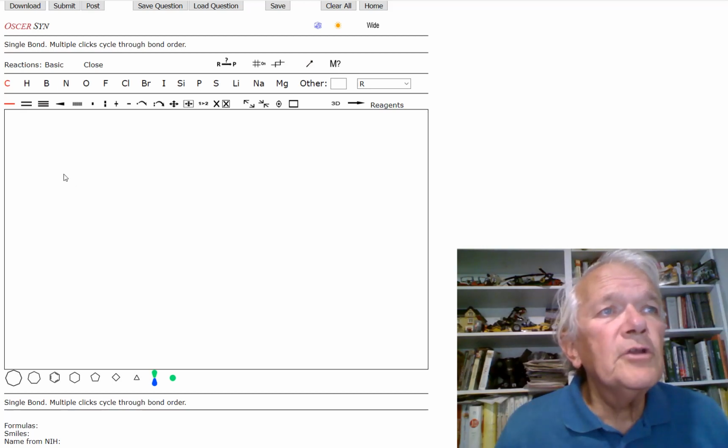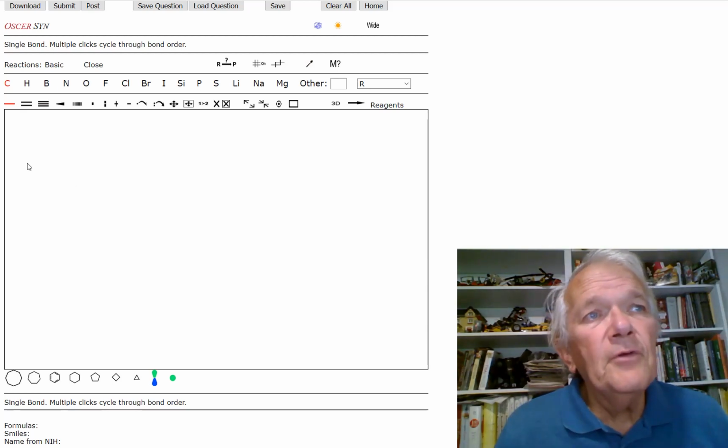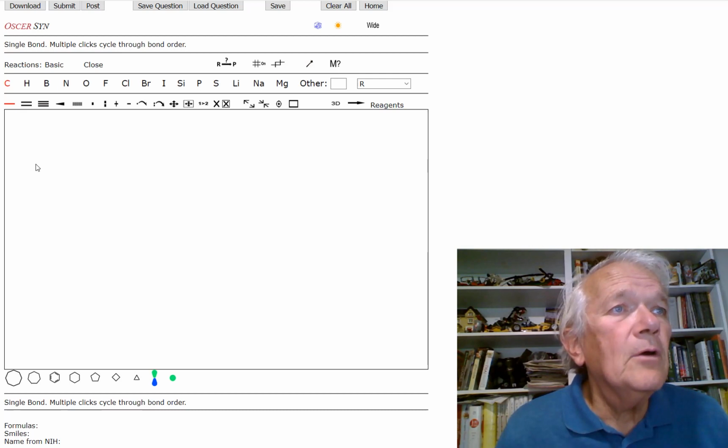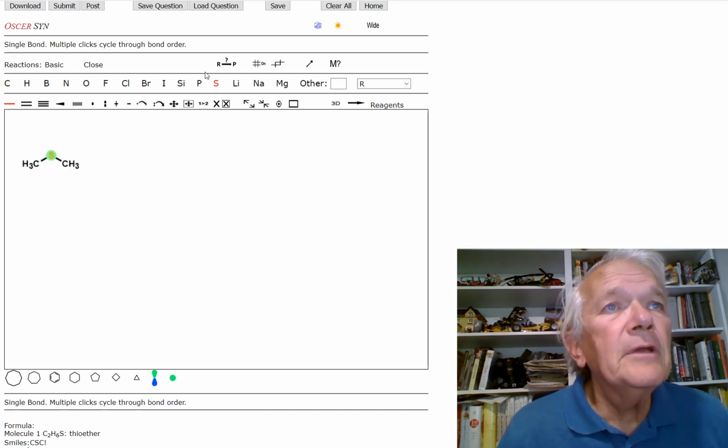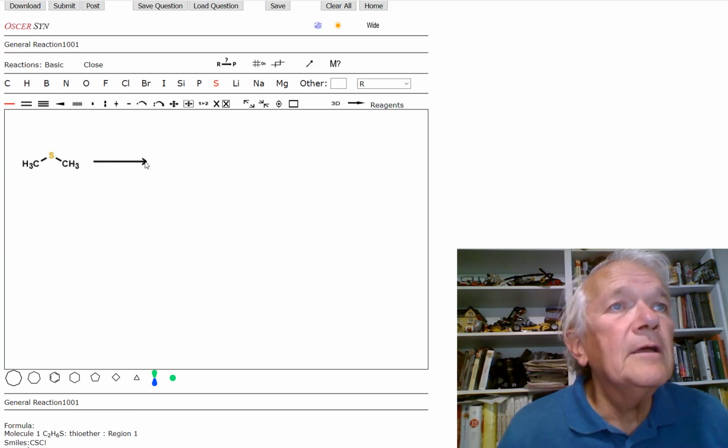In this video, we're just going to play around with sulfonium ylides here in OscerSyn. So let's make a sulfonium ylide. The simplest one is, of course, just made from dimethyl sulfide, the thioether here, and you do this by a simple alkylation. We just want to make the simplest thing, so we're just going to add methyl iodide.